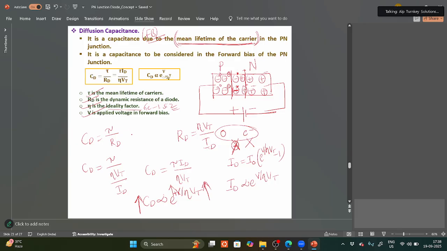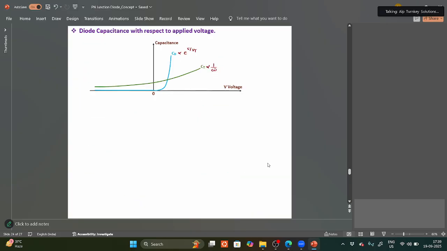So we can say that CD is directly proportional to e power V by eta Vt. As V increases, the exponential part increases, and as the exponential part increases, CD also increases. So this is diffusion capacitance, and this is the capacitance with respect to applied voltage. See here, this is the transition capacitance, which is there in reverse bias, and this is the diffusion capacitance, which is there in forward bias.